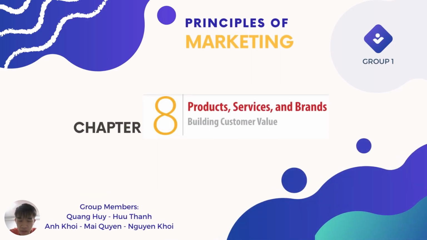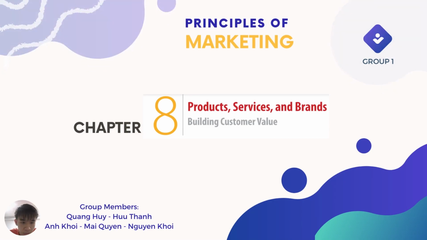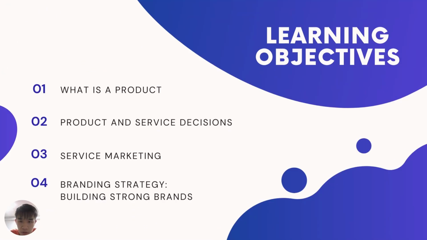Today we will analyze Chapter 8, Product, Service, and Brand: Building Customer Value. We have four learning objectives for the lesson. Objective 1, knowing what a product is. Objective 2, product and service decisions. Objective 3, service marketing. Objective 4, branding strategy, building strong brands.